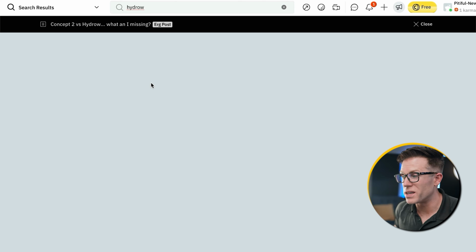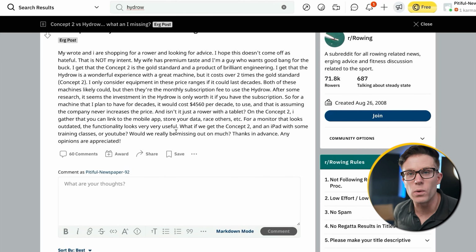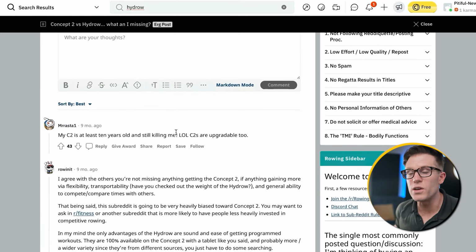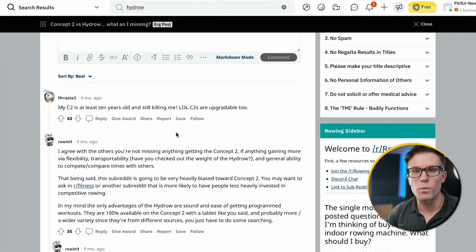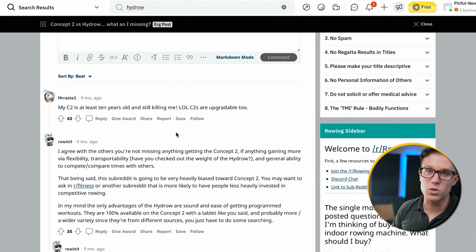And what we can do here is we can start to understand how all of these people are talking. We can understand the language, the level of expertise they have, the different arguments that they make for and against different products. This helps us to understand where we're going to position ourselves against what's already out there.